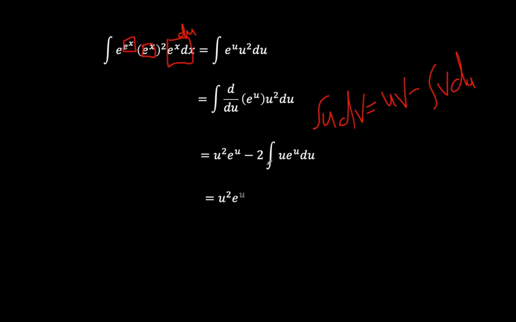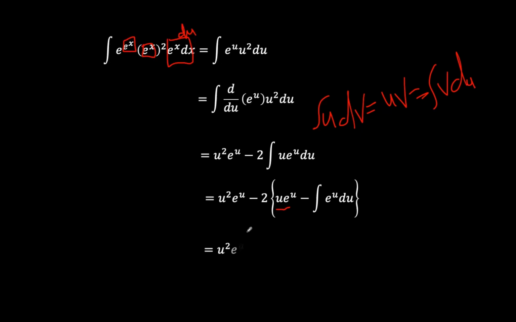And then we can repeat the same process here, with e to the power u being dv. I mean, the derivative of v being e to the power u being equal to dv, so v is the same as e to the power u, and capital U being equal to u. So UV is u times e to the power u minus the integral of v, which is e to the power u, times the derivative of U, which is just 1.